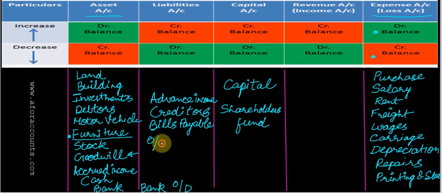Outstanding expense. Again, my liability. What is outstanding expense? The expense which has been incurred but has not been paid yet is an outstanding expense. For example, wages of a worker are due. He worked for us for the month but we did not pay him. So an outstanding wages account will come here, which is my liability.